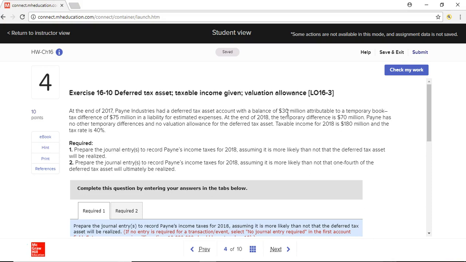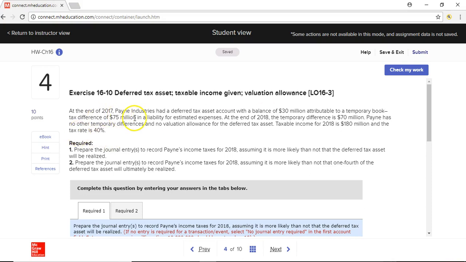The problem tells us the deferred tax asset account has a balance of $30 million at the end of 2017. And they explain how they get this $30 million. It is the book tax difference of $75 million multiplied by 40%. So 40% multiplied by 75 million, you will see $30 million.